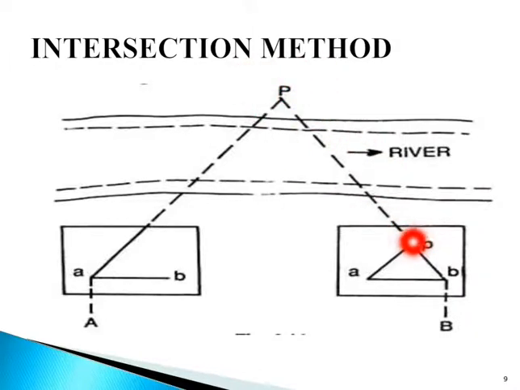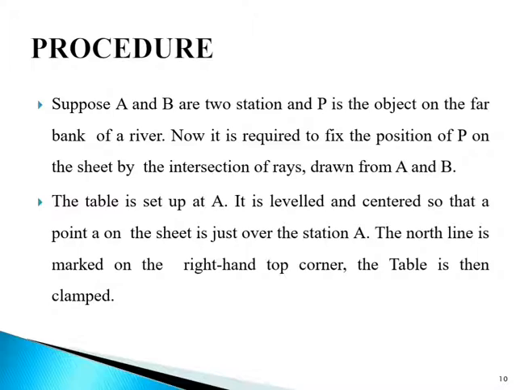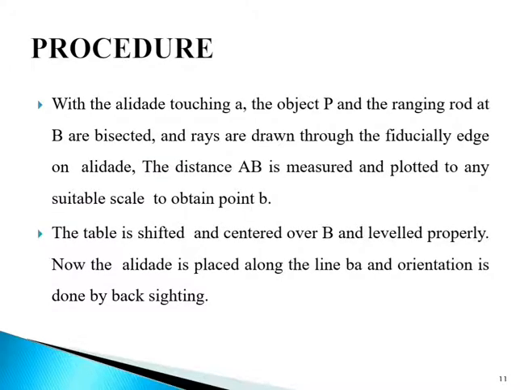So here the rays will intersect, and what point we get? It is our required position of point P. So this is the intersection method. So here you can write all the procedure step by step from this. I have already discussed it, and you can write it from here.